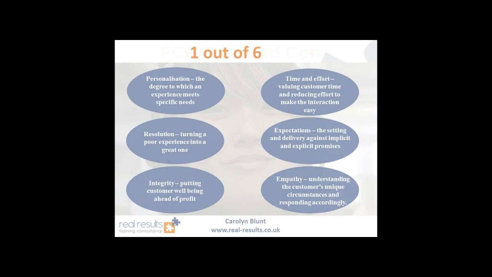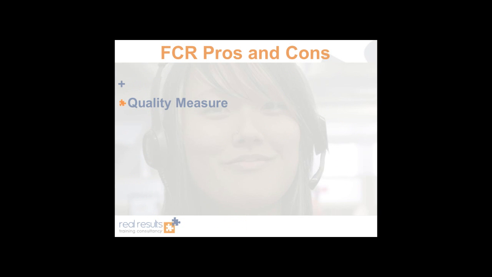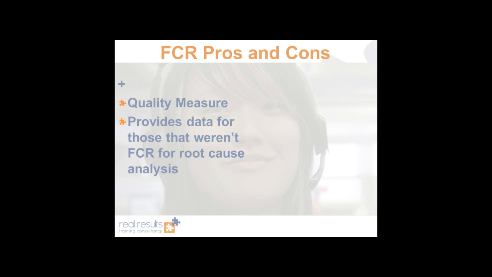And then very, very quickly now on to first contact resolution. So the pros and cons of this is that it's a good quality measure, and it provides data for those that weren't first call resolution solved, so we can dig into that and see, well, why was that? Was that something the contact centre had control over, or is it further in the service chain, and how can we fix that? So I think that's really powerful, because when we see that people do get first contact resolution, we're really working on that effort score piece as well, and it really does drive a lot of quality. And it also will identify training needs.